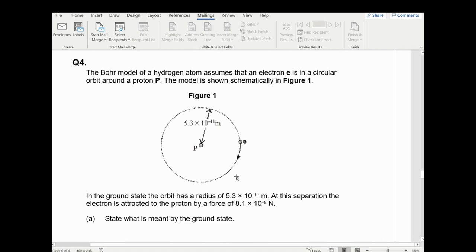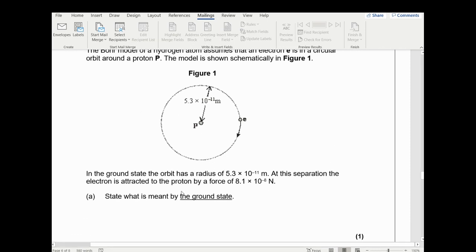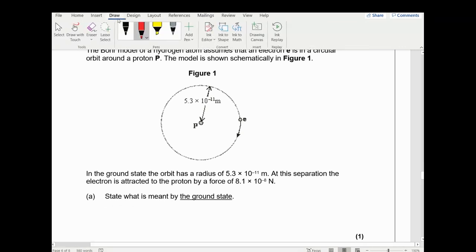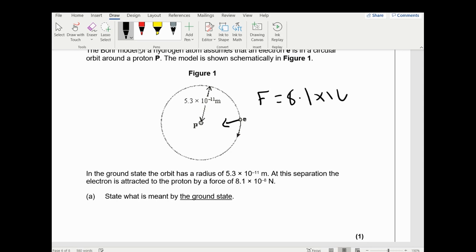So let's do another synoptic question. A Bohr model of a hydrogen atom assumes that the electron E is in a circular orbit around a proton P, and it's shown in figure 1. The ground state of the orbit has a radius of 5.3 times 10 to the minus 11, and the electron is attracted by the proton with a force of 8.1 times 10 to the minus 8 newtons. So I know that this electron is attracted, so the force going in, so F equals 8.1 times 10 to the minus 8 newtons.